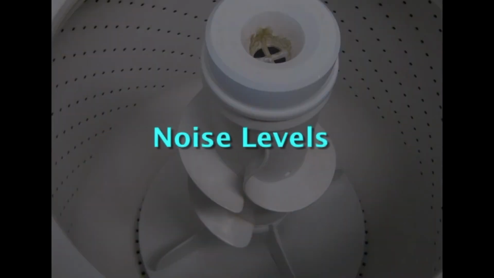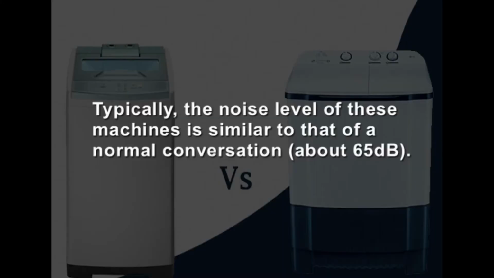Noise levels. The maximum noise level is recorded during the spin cycle and is measured 1 meter away from the machine and 1 meter above the ground. Typically, the noise level of these machines is similar to that of a normal conversation, about 65 decibels. It's not an absolute noise measurement. The acoustics of a home will determine exactly how a machine sounds in use, but it's a good comparative measure.